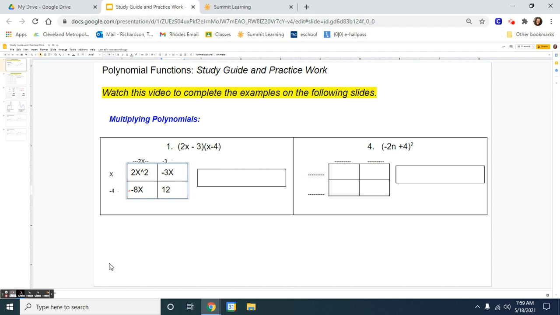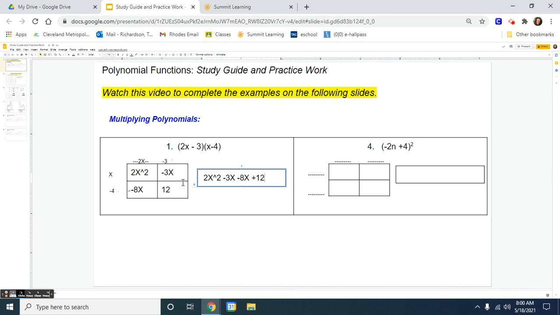Okay, so now what do we do? Remember, we're trying to get a standard form, which is just like one long string of our terms. So we're just going to pull these out. The first thing I'm going to pull out is the 2x squared. And that's going to go over here in this box, 2x squared. And then we're going to go in order. So my next one is going to be minus 3x. Then I have a minus 8x. And then lastly, I have a positive 12. So here's my standard form. The only thing is just make sure you simplify it as much as possible.